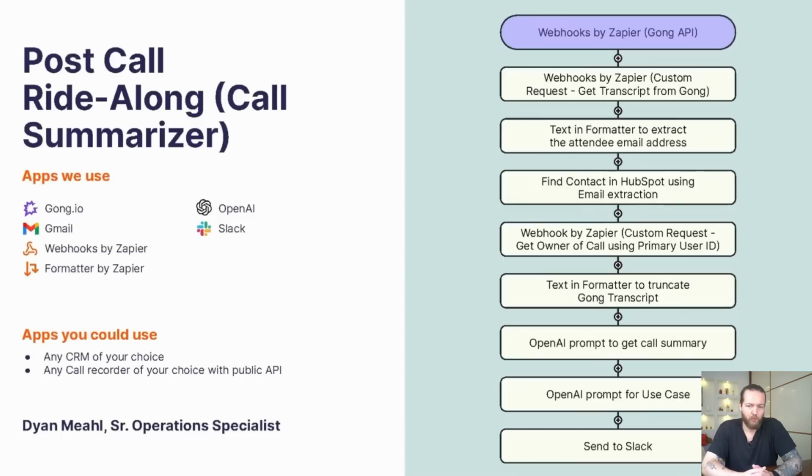We have a lookup step that then looks to find the contact that attended the Gong call from our CRM and provide the link to the contact object into the Zap. Last, we create a Slack message with the summary, the use case, a link to the call, and the CRM object. With the ability to summarize calls, people from all over the organization can have better insight into our customers without spending hours watching lengthy call recordings.